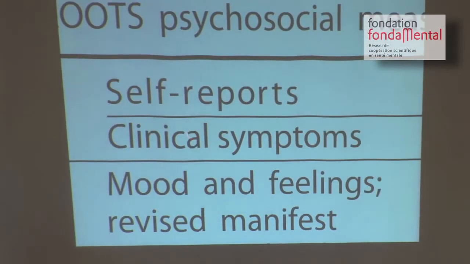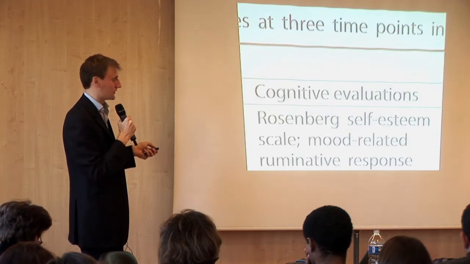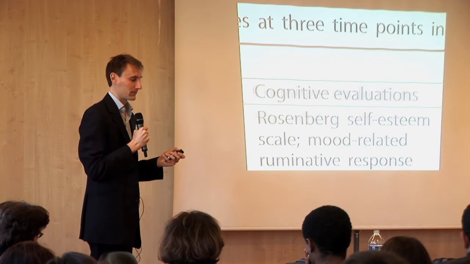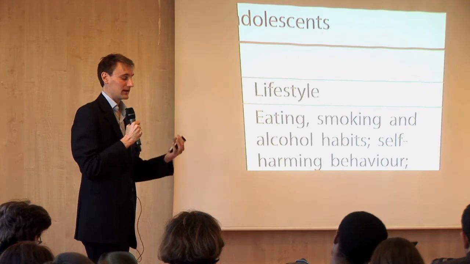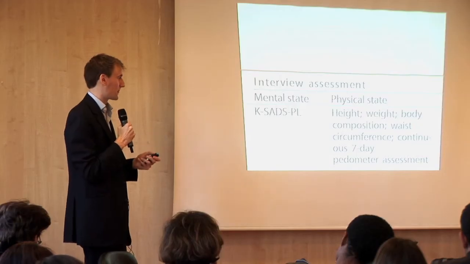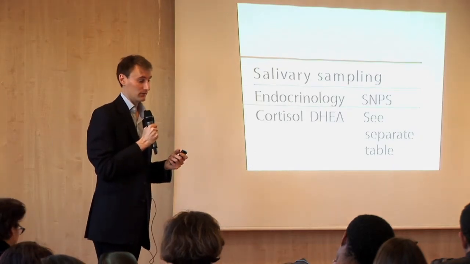And we took reports of clinical symptoms, we did cognitive evaluations to measure things like rumination, self-esteem, lifestyle, eating, smoking, drinking habits that the adolescent engaged in. We conducted a structured clinical interview using the KSADS measure, and in addition took measures of physical state, height, weight, body, and like I mentioned, measures of cortisol and genetic information. So there's quite a lot of information gathered from these participants.